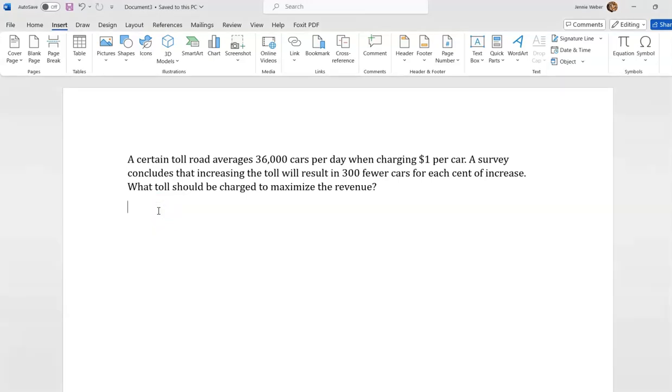A certain toll road averages 36,000 cars per day when charging $1 per car. The survey concludes that increasing the toll will result in 300 fewer cars for each cent of increase. What should the toll be charged to maximize revenue?